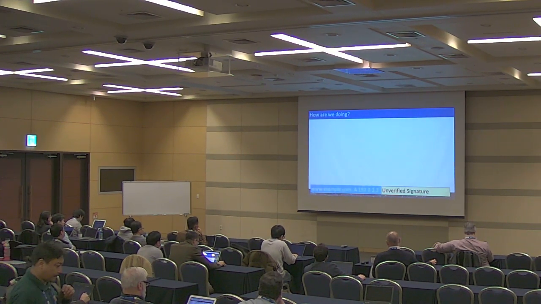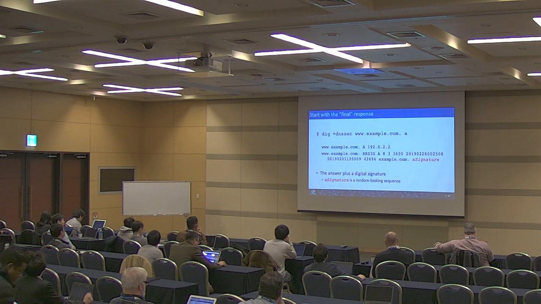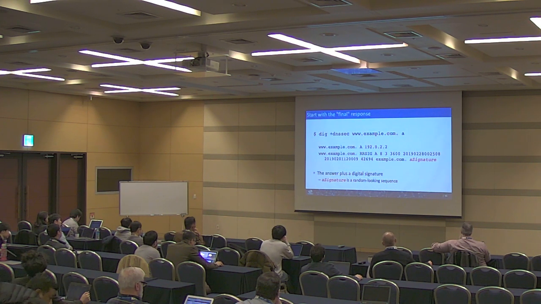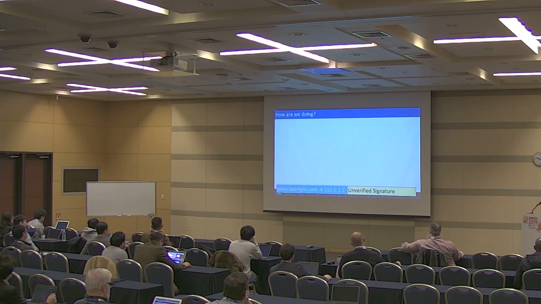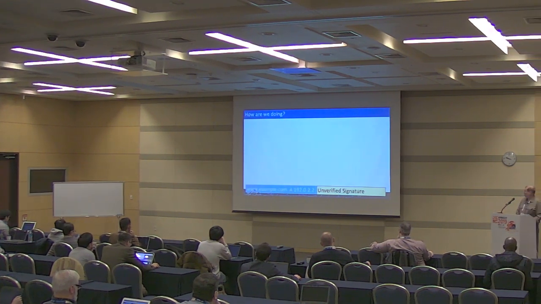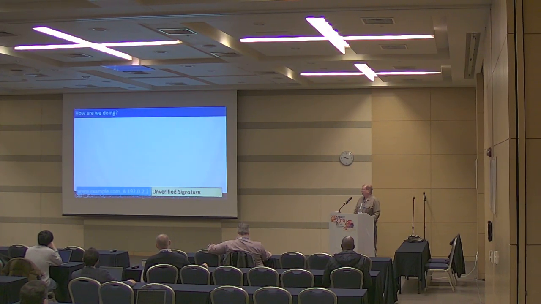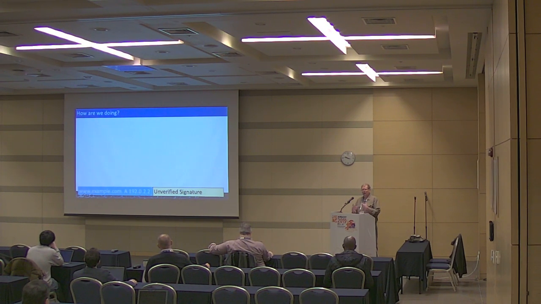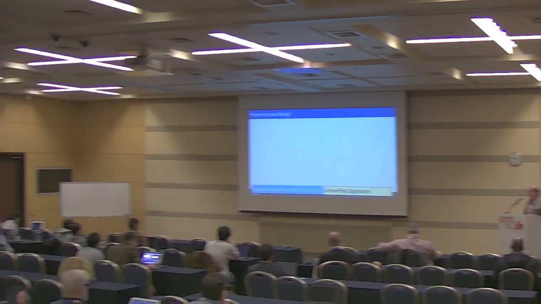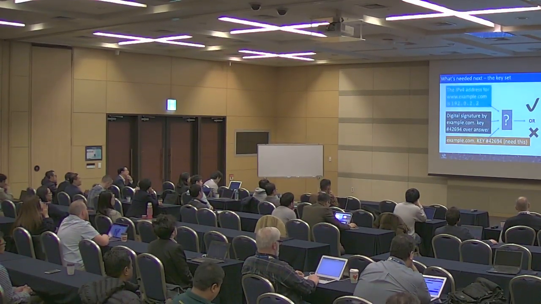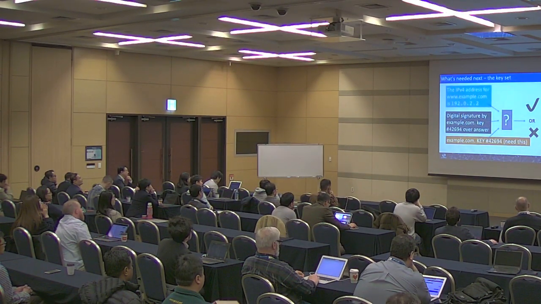So let me step back 2 slides again. I did this dig. I break it down this way. And what I end up with on my scorecard right now is I have www.example.com, and this is my information, and I have an unverified signature. I have a signature, but it doesn't mean anything yet. So what I need to do here is solve that yellow box. I need to find out how I verify the signature.